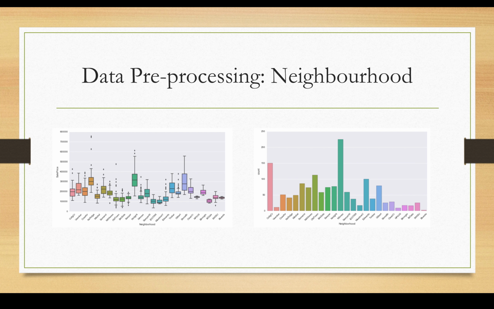This is a sample of data pre-processing for one of the columns called neighborhood. You can see the box plots and the count plots for the neighborhood. We coded 1 for all the neighborhood areas which had a substantial count of houses sold. We can see around 3 neighborhoods which had a good number of houses sold, so we coded those as 1, and we coded the other values as 0.